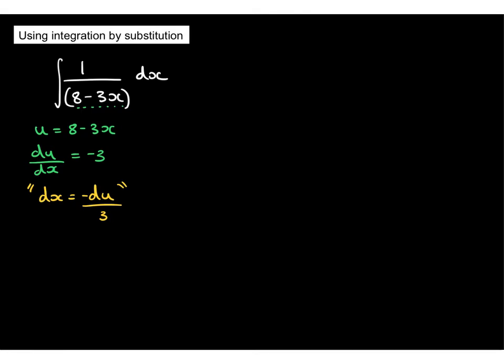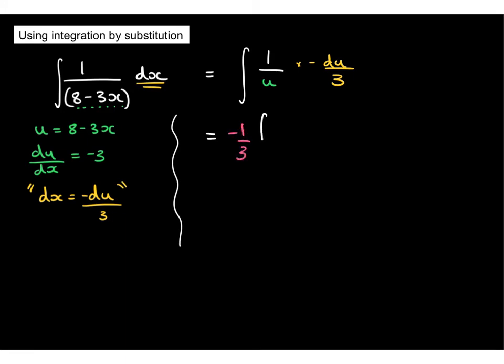Now our integral becomes 1 over u, and I then have this as well. So let me pull out this factor of negative a third to simplify the process. By pulling out these multiplicative constants, this removes a lot of the confusion around some of these integrals, makes them much more clear, and results in fewer mistakes, because you're integrating a much simpler function and you're not worrying about the multiplicative constants.